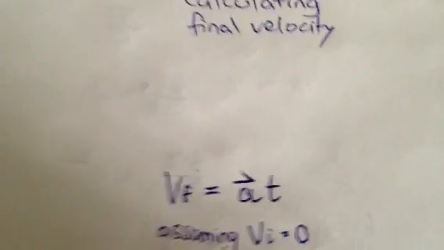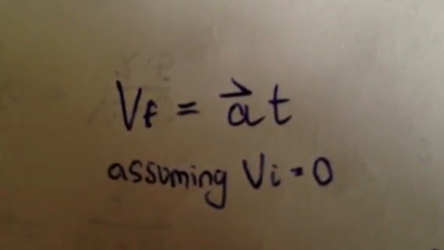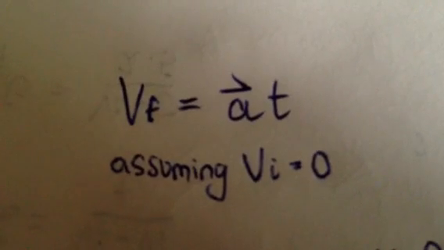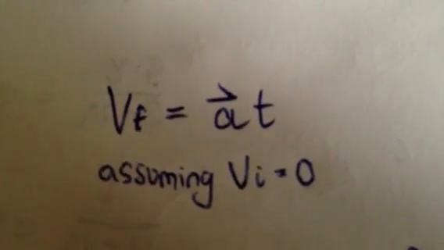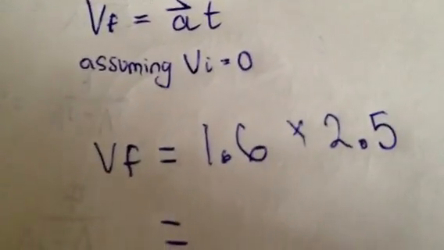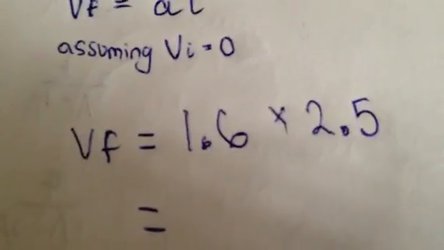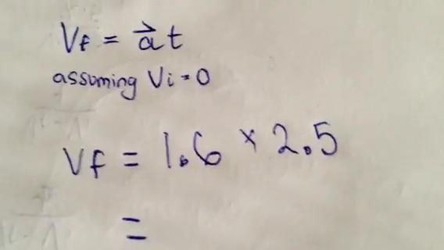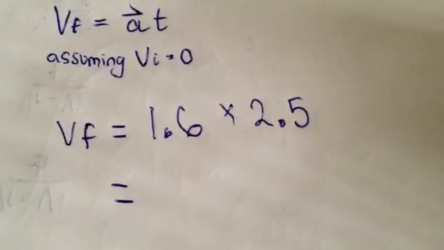So how would we deduce final velocity? Well, assuming our initial velocity was equal to 0, then we could use this formula. Final velocity equals acceleration multiplied by time. So we just substitute in our values like we deduced before, 1.6 meters per second squared for acceleration and 2.5 for time, and then we'd be able to deduce what the final figure is.